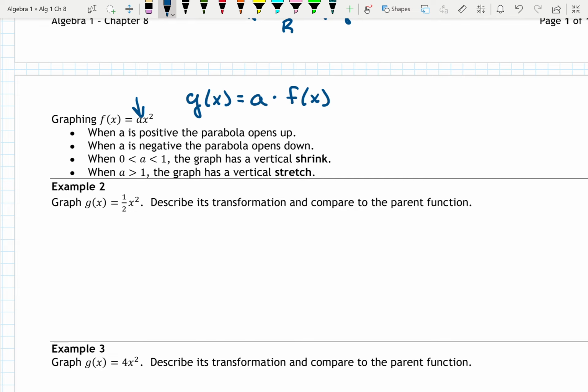You know what? Let me put a little absolute value there because I think that would make it work better. If the positive version of a is between 0 and 1, it's going to be a shrink. And then whenever the absolute value of a is bigger than 1, the graph's going to be a vertical stretch. And I'm going to do an example of that right here.